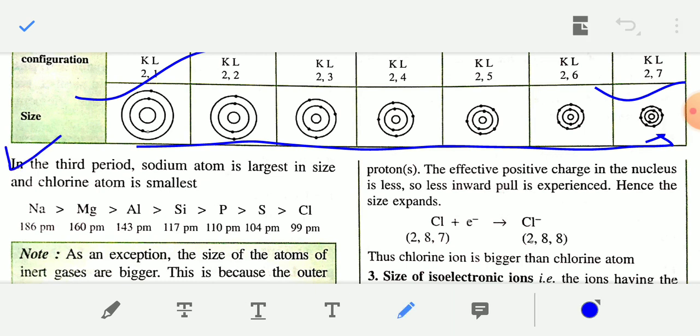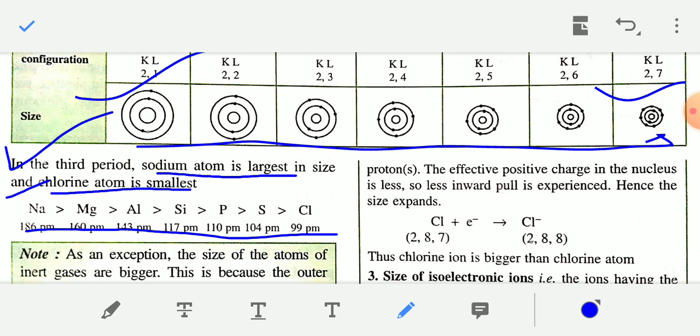Similarly, in the third period, the elements are sodium, magnesium, aluminium, silicon, phosphorus, sulfur, and chlorine. These are third period elements, and you know that across the period from left to right, size decreases. So in the third period, sodium atom is largest, and chlorine atom is smallest. In the second period, lithium is largest and fluorine is smallest, and in the third period sodium is largest and chlorine is smallest.